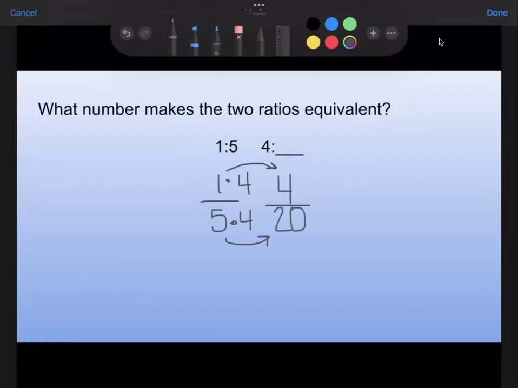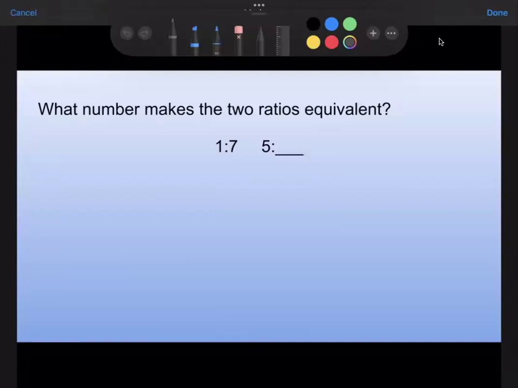So the way we create equivalent ratios is the same way we create equivalent fractions. We multiply both the top and the bottom by the same number. So I'm going to use that rule to help us here. So the number that would go in the blank to make these two ratios equivalent would be the number 20.